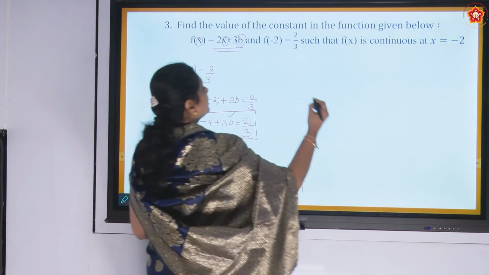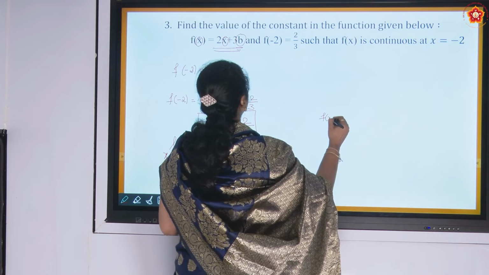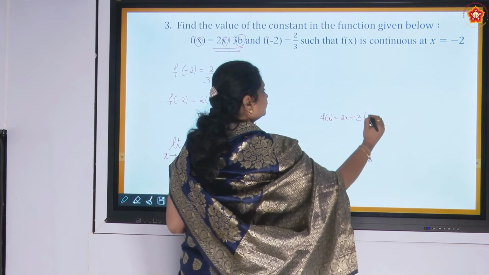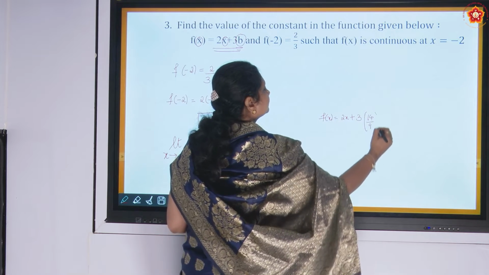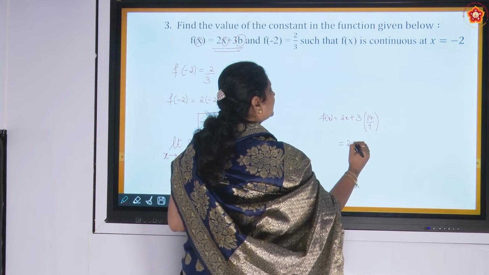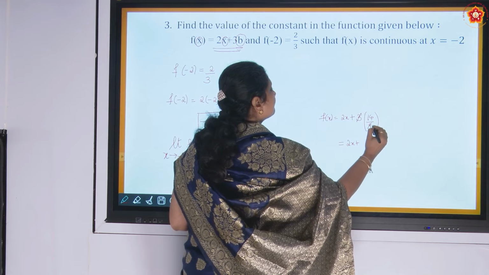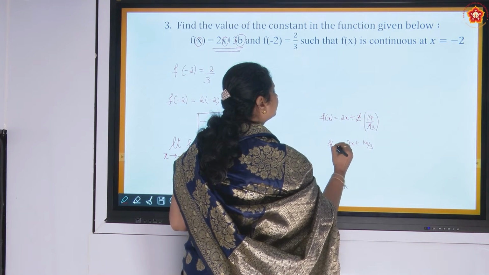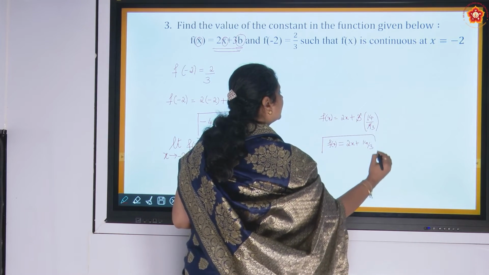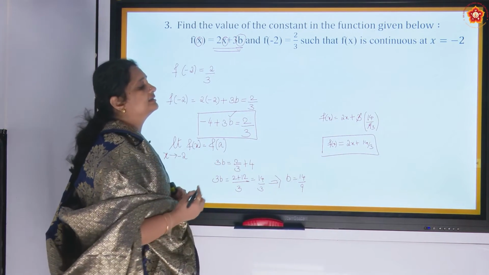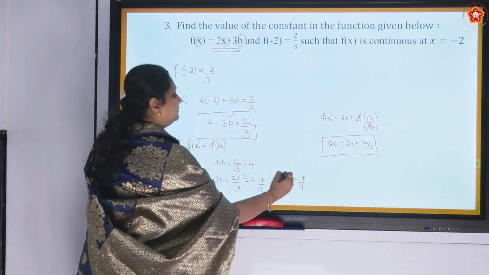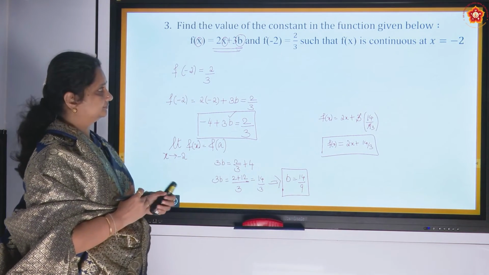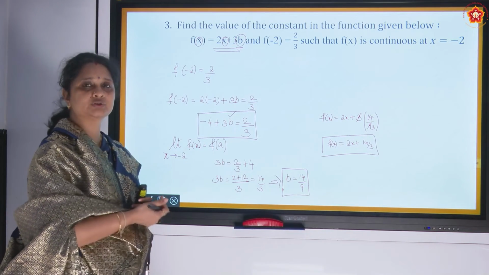So my function here becomes f of x is equal to 2x plus 3 into 14 by 9. That's nothing but 2x plus 14 by 3. So this is my f of x. And it is continuous at x is equal to minus 2. So my b value is nothing but 14 by 9. Hope you've understood this question.